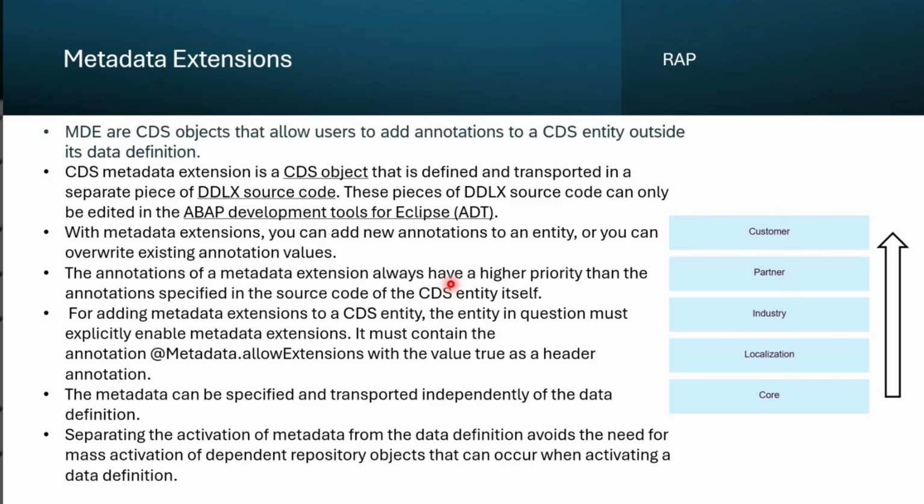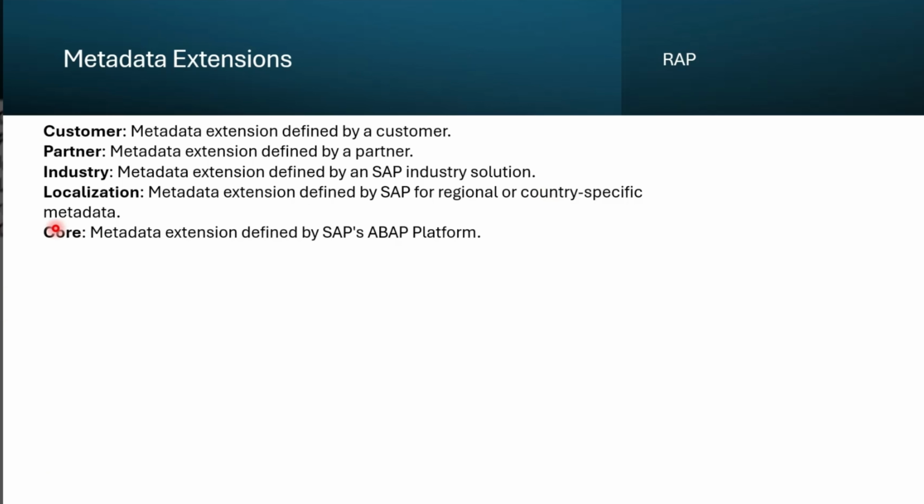And one more thing is you can create multiple metadata extensions for a single CDS entity. If you have multiple metadata extensions for a particular CDS entity, then these values will tell which one has to execute first based on the order of priority. You have customer at the top, followed by partner, industry, localization and core. So this is about the metadata extension. These are the values.